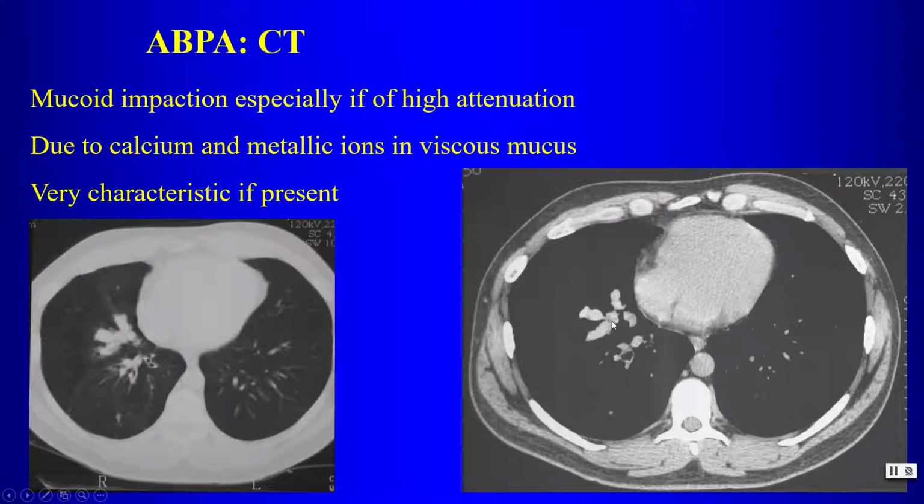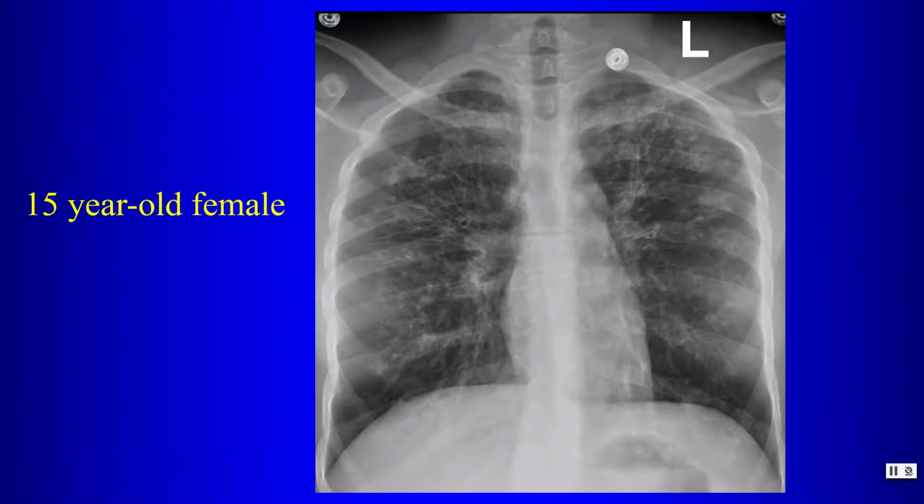And the mucoid impaction can be high in attenuation because of calcium and metallic ions within the viscous mucus. So that high attenuation mucoid impaction can be very characteristic of allergic bronchopulmonary aspergillosis.